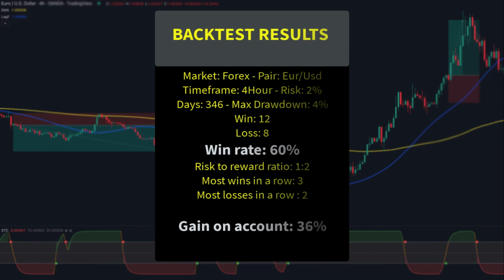These are the results of the backtest. The strategy has been tested on the Forex market and the euro-dollar pair. The time frame is 4 hours and the risk per trade is 2%. The win rate is 60% and the maximum drawdown is 4%. We increase our account size by 36%. Finally, the length of the backtest has been 346 days.